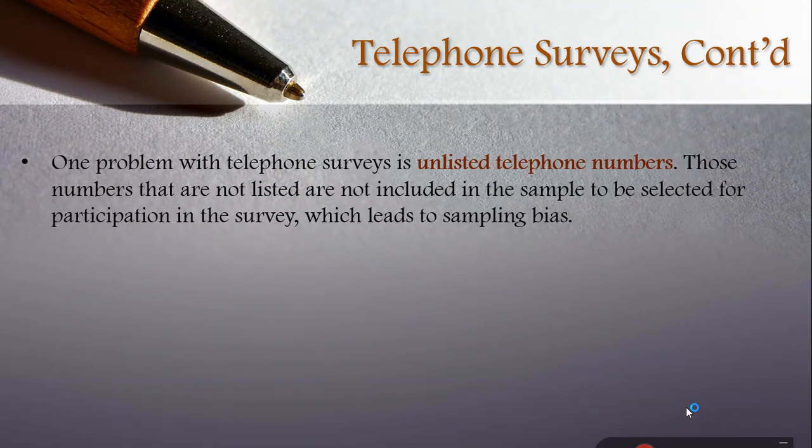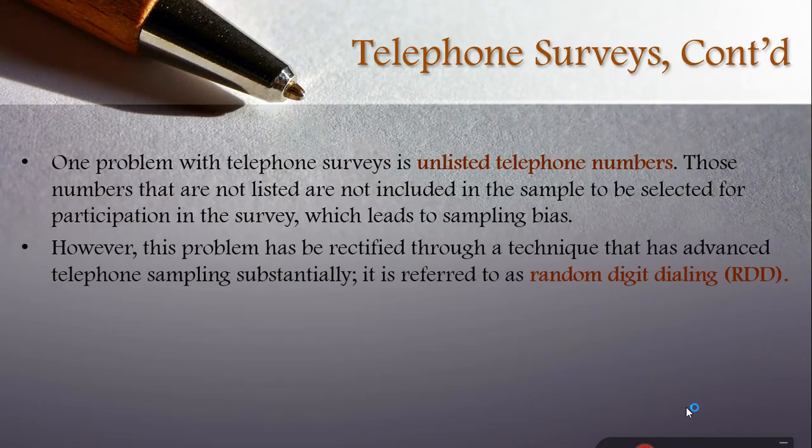However, one problem that has existed in the past, maybe not so much today, is that telephone surveys did not include unlisted numbers. So those numbers that were not listed were not included in the sample to be selected for participation in the survey, which led to sampling bias.